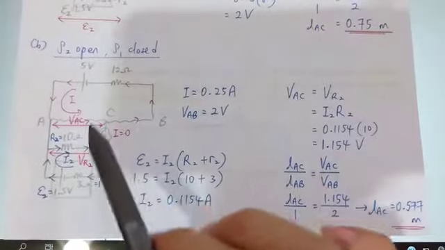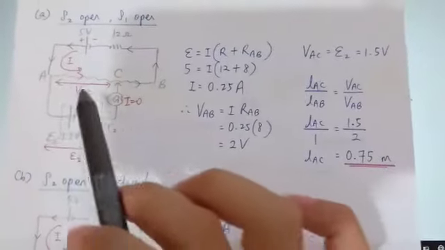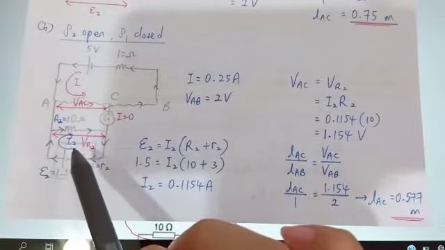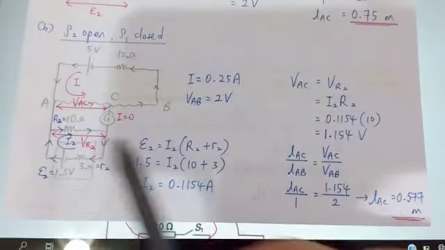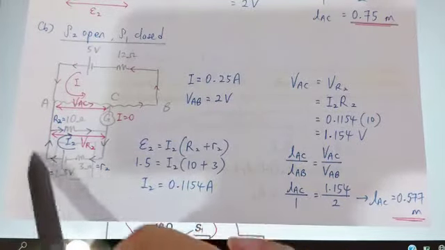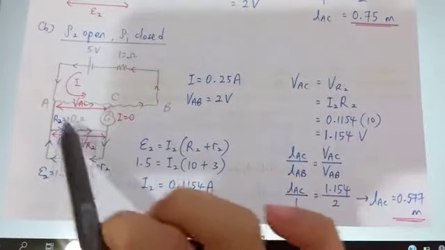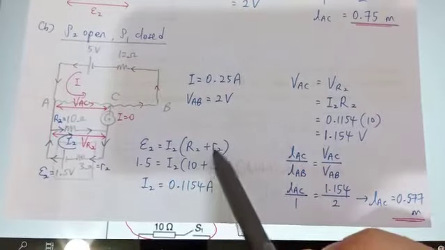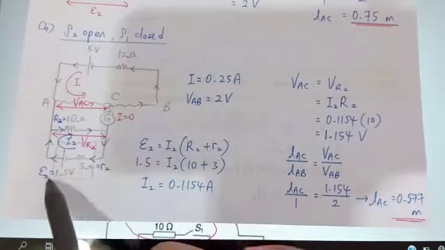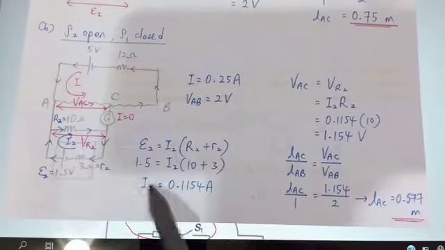But below here now there is current. Last time below here had no current, but now it's a complete circuit, so you can do Ohm's law below. So E2 equals the current I2 that flows here, I2 times (R2 plus the internal resistance r2). R2 is 10 ohm, and the internal resistance is 3 ohm. E2 is 1.5 volt.